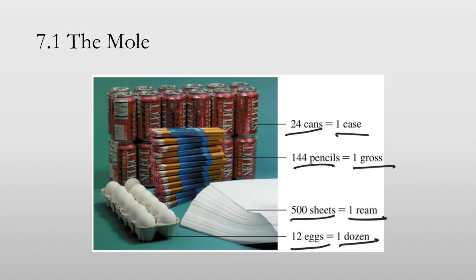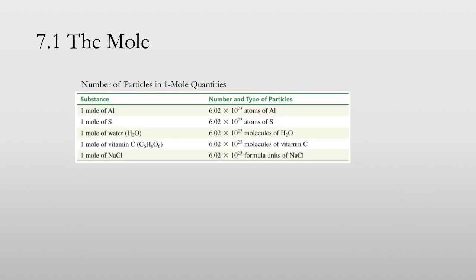All right, so number of particles in 1 mole quantities. You have a mole of aluminum is going to have 6.022 times 10 to the 23rd atoms of aluminum. A mole of sulfur is going to have 6.022 times 10 to the 23rd atoms of sulfur. And so you can see here we've got atoms for both of these because both of those species are elements.